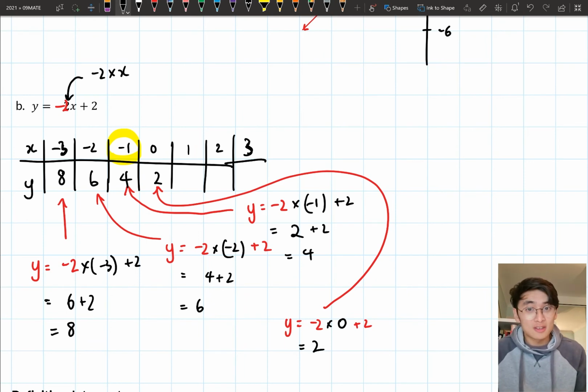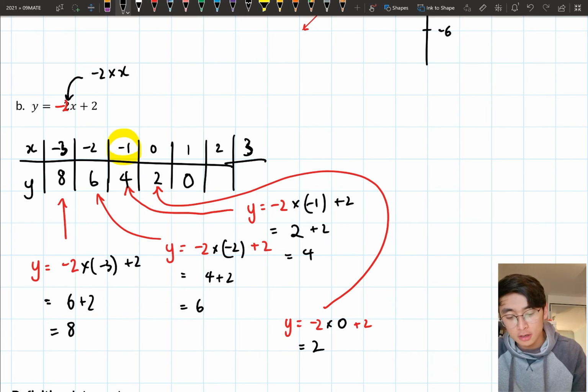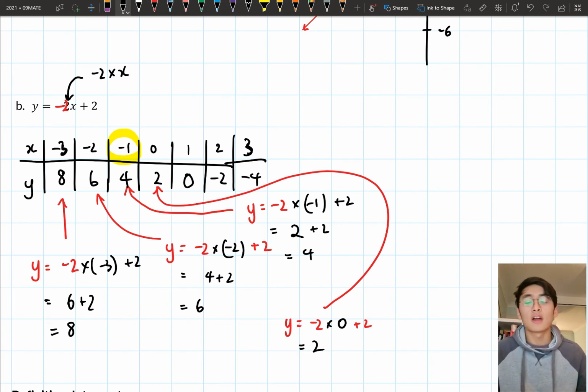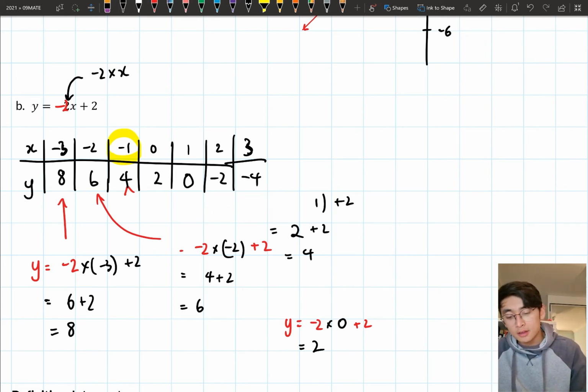So we're just going to go down by 2. So we're going to go down by 2 again. So this should give me 0, then negative 2, then negative 4. Once I've done that, I've filled in my table of values. Excellent. From here, now I can actually plot this on a Cartesian plane.